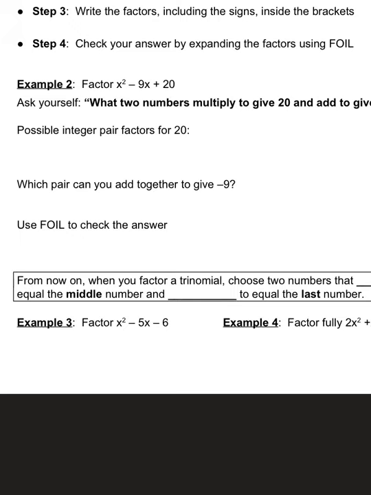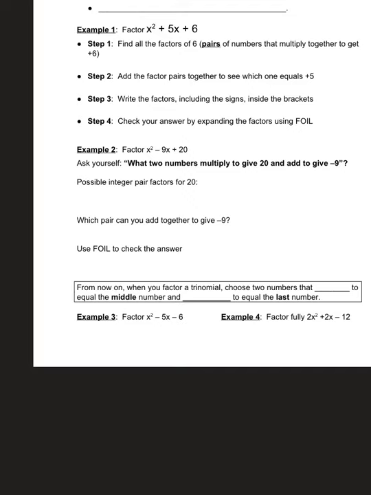So from now on, when you factor a trinomial, you're going to choose two numbers that add to equal the middle number and multiply to equal the last number. We're going to do the last two examples today, and you're going to do some more practice, because this really is something that's going to take a couple of days for you to feel comfortable with.